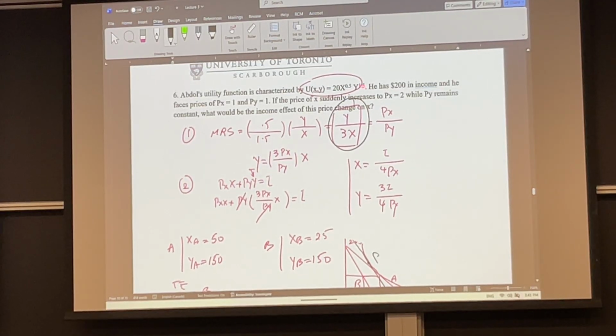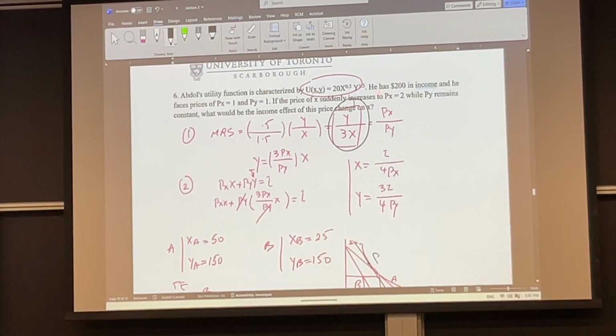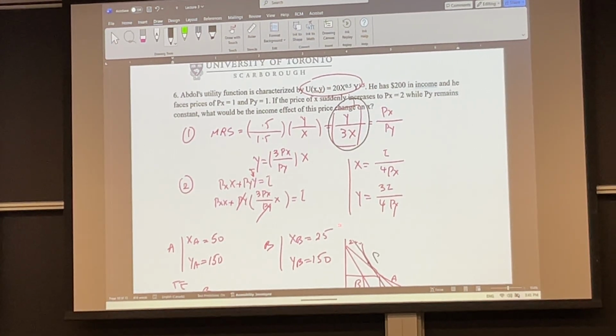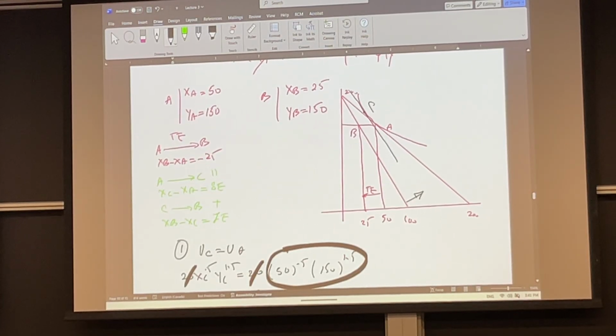The new budget line, not the old one. What's the new budget line? 2 divided by 1. If you put 1, 1, you're going to get point A. If you put 1 on, it puts you to the original point. It's tangent to the new budget line, not the old one. Alright? So if you put this one, you're going to get A.